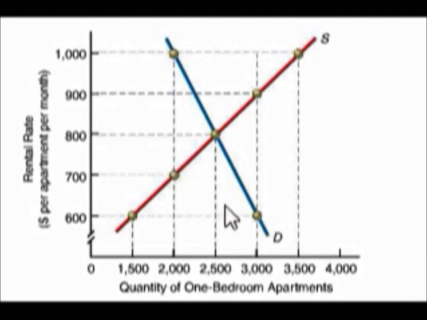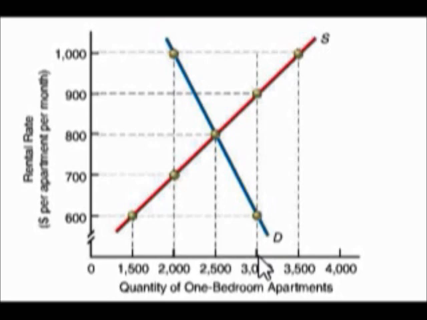A shortage in this picture would be shown at a price that's below equilibrium, like 700 or 600. We see that at a price of 600, the quantity supplied is 1,500 units. These are apartments. And at a price of 600, the quantity demanded is 3,000. And since the quantity demanded exceeds the quantity supplied, this fits the definition, and we see that there is a shortage here. We also know that there's a scarcity issue because the number of apartments that are wanted or desired exceeds the number of apartments that are available.